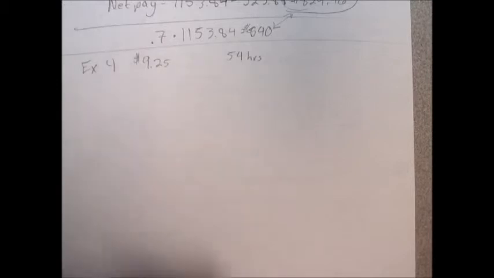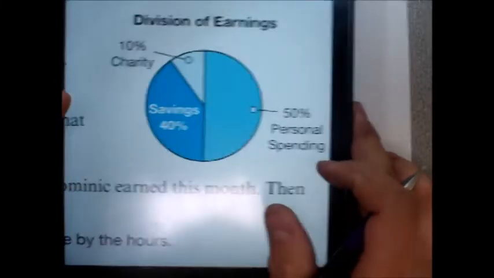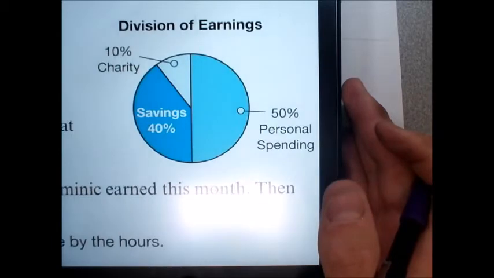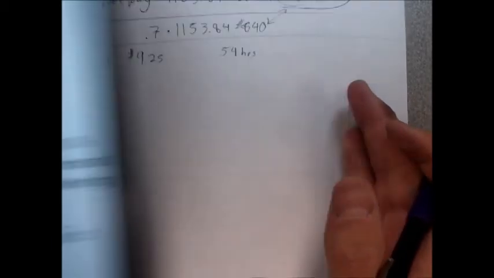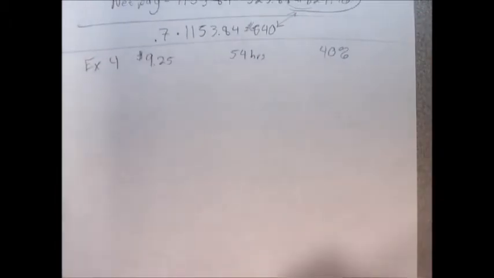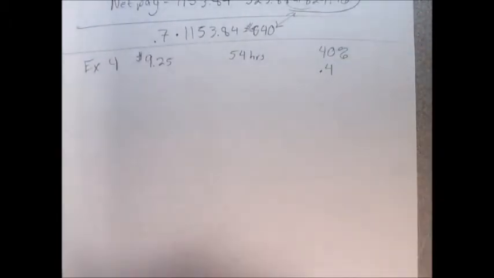So looking at that chart, it says how much is going to get put into his savings. So looking closely, what is his savings percentage? 40, right? So 40% is what he's going to put in his savings. I need to convert 40% to a decimal. What is it? 0.4. Good. Now I need to find his total earnings.